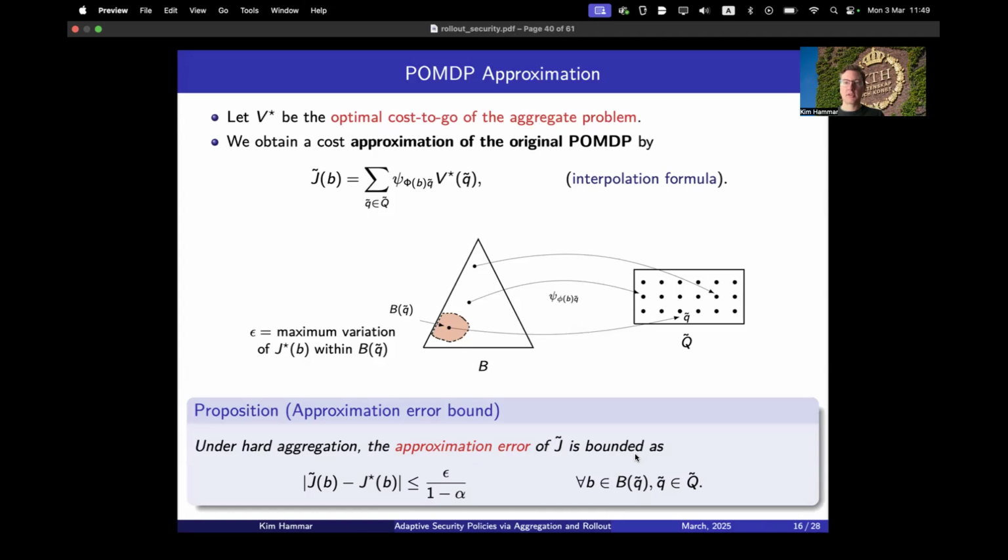And this also gives us some insight into how we want to design the features of our problem. So we would like that states that have similar cost also have similar features, because that will then lead to epsilon being relatively small.